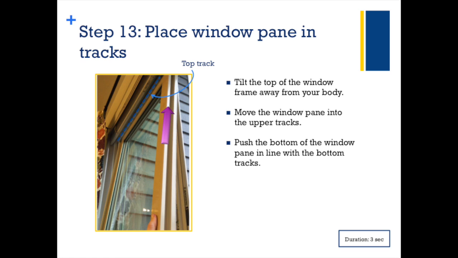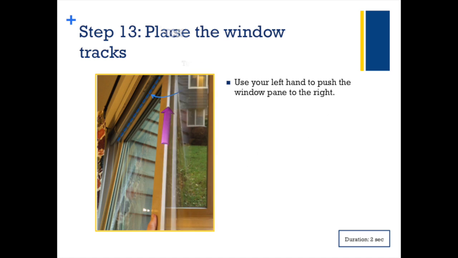To properly place the window pane back in the tracks, you will need to tilt the top of the window frame away from your body. Align the window pane in the upper tracks. Then push the bottom of the window pane in line with the bottom tracks.